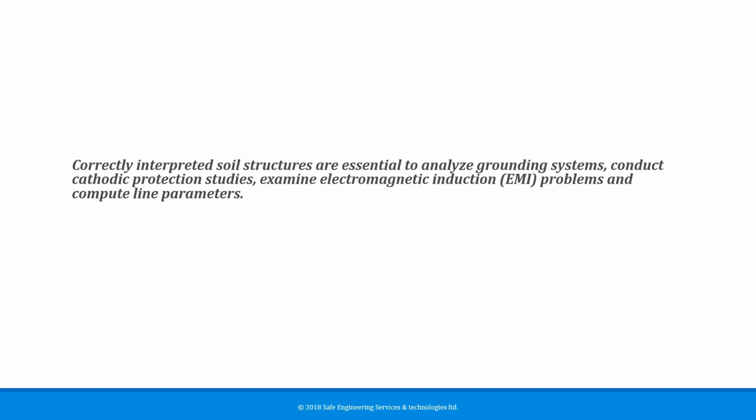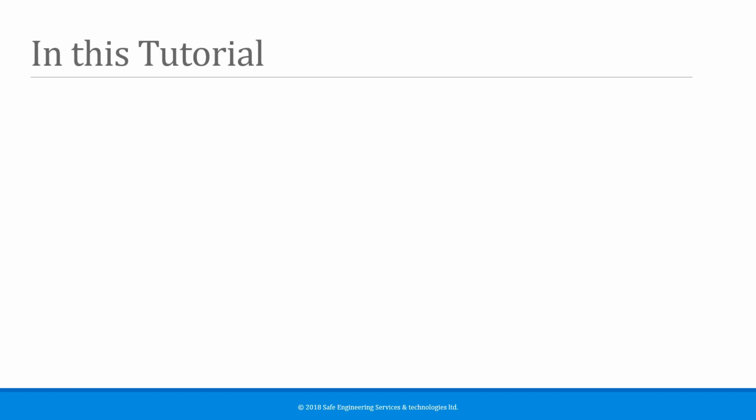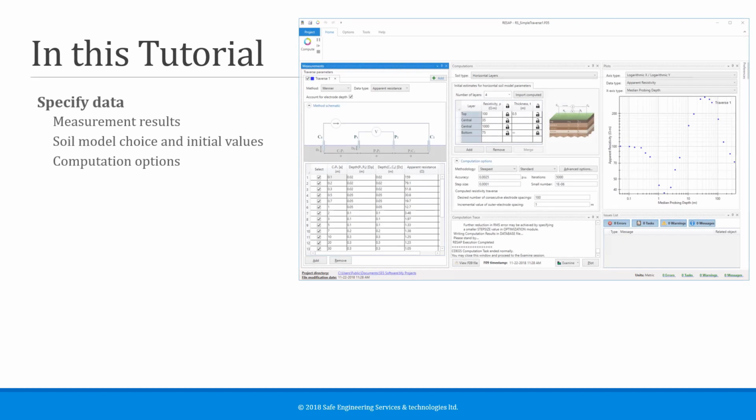compute line parameters. Given the field data, RESAP compares it to the apparent resistivities produced by different soil models and automatically converges to a soil structure which yields a closely matching surface response. In this tutorial, we will address the basics of using RESAP.